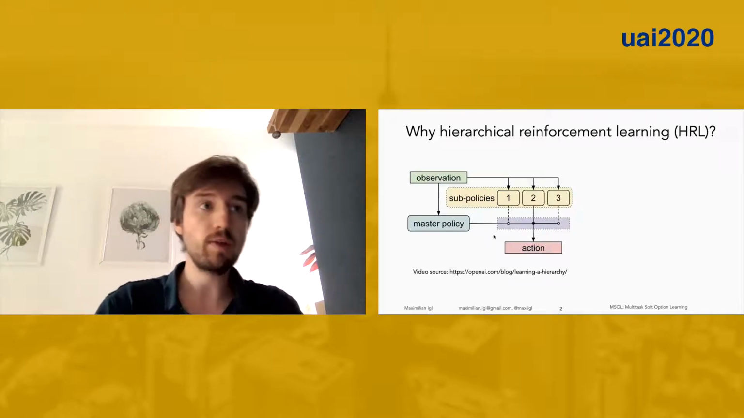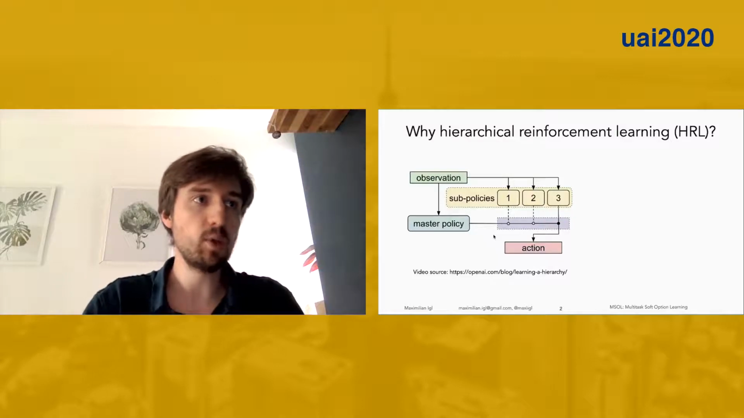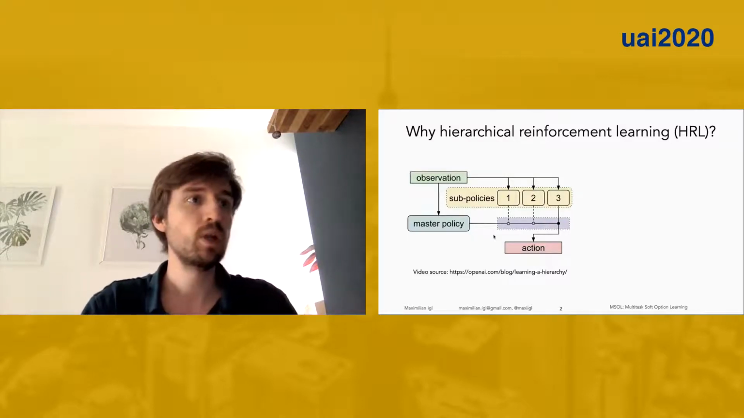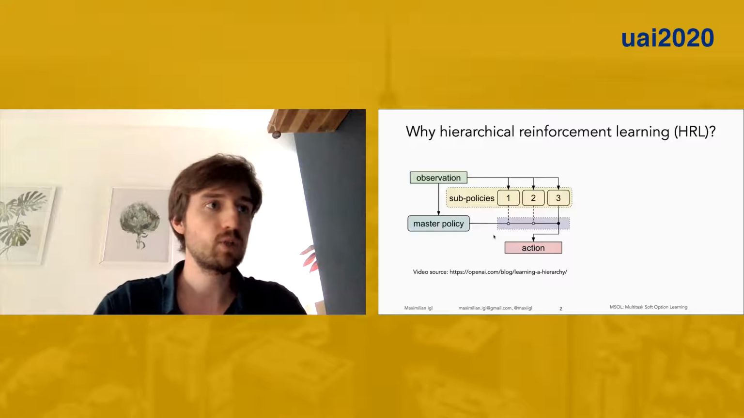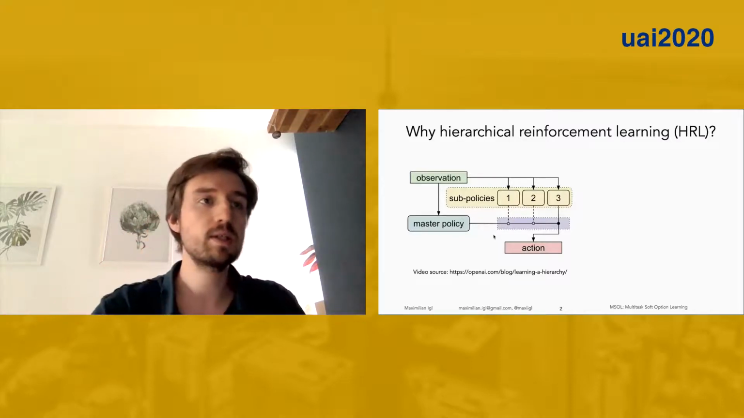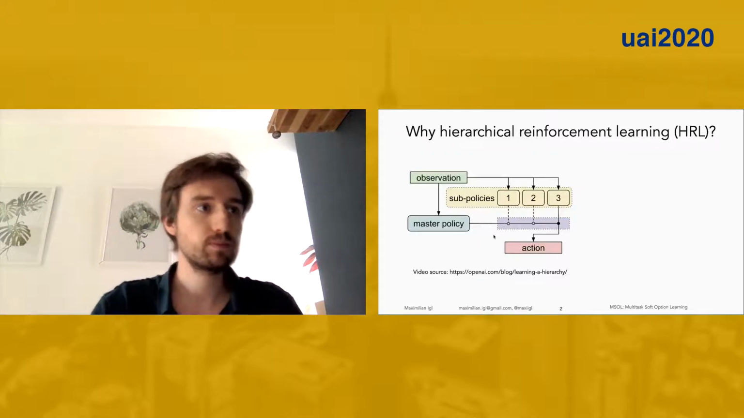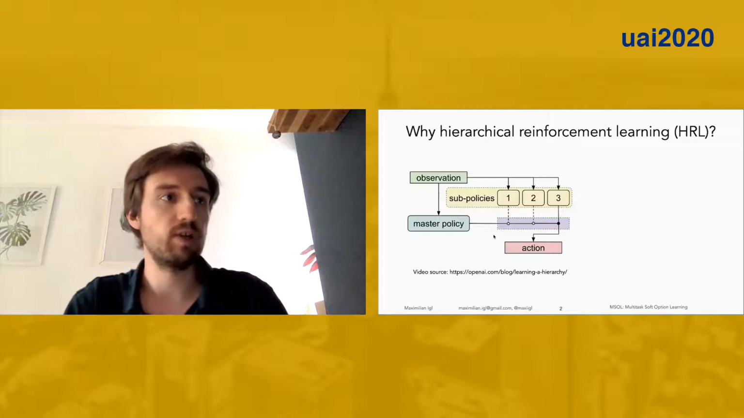Instead of learning one monolithic policy in hierarchical reinforcement learning, we learn a set of sub-policies, here shown in orange, and one master policy. To act, the master policy first chooses one of the sub-policies, which then outputs the action that is executed in the environment. Such a hierarchy offers several advantages.